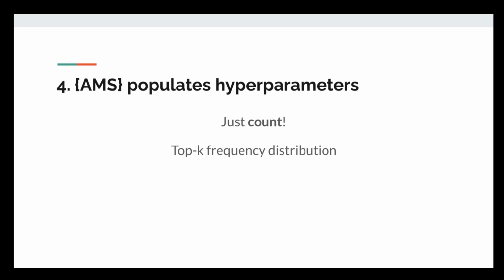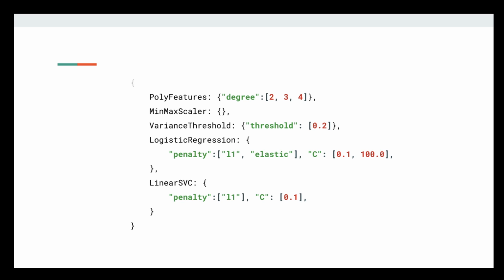So to populate our current specification with hyperparameters, AMS just has to count. It can go back to the code corpus and identify the hyperparameters that tend to be tuned the most for a specific component and the values that it tends to draw. So now our specification has grown from simply containing API components to specific hyperparameters and their possible values.